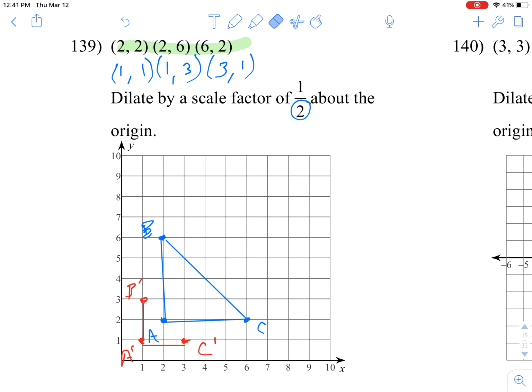You should have a similar shape, not congruent this time, to the one before. And so a similar shape. And in this case, since it is a fraction, you're getting smaller. The same thing's true for this one.